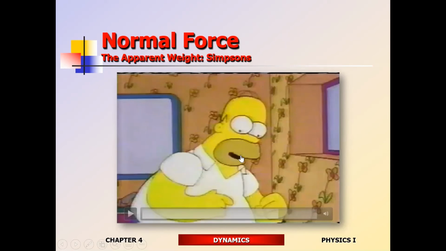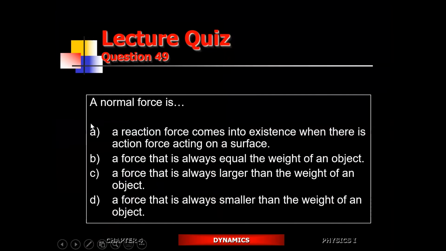So the apparent weight and the actual weight don't have to be the same. That's the reason it's called apparent weight. The scale reading may not be an accurate measure of your actual weight.